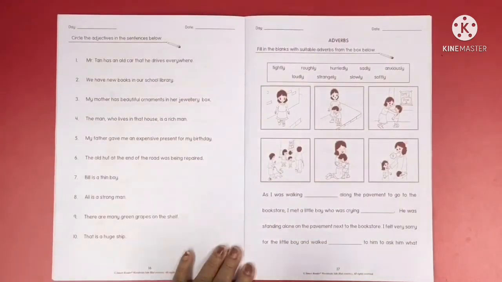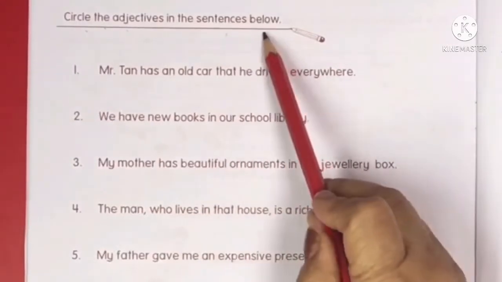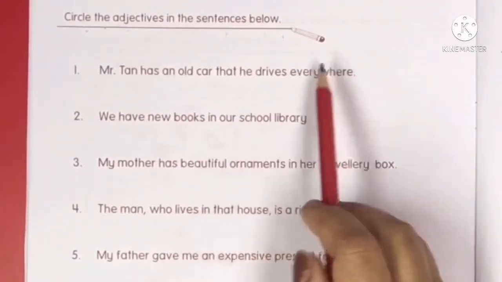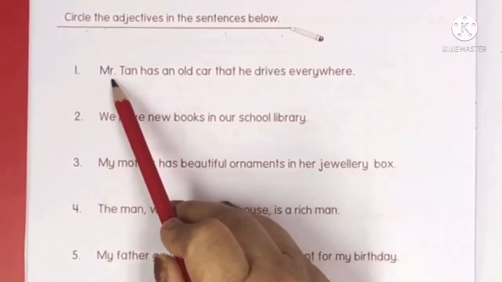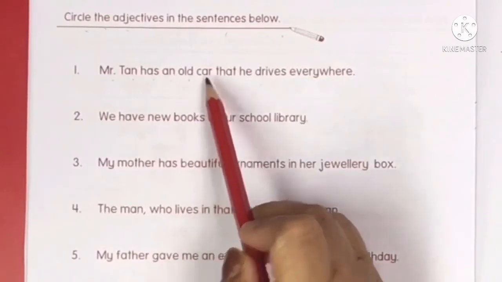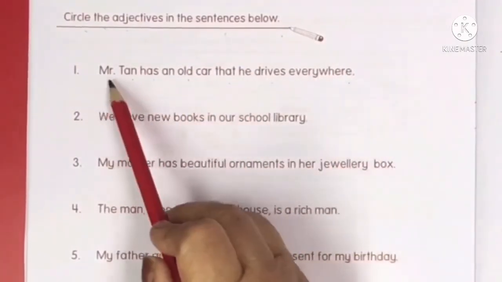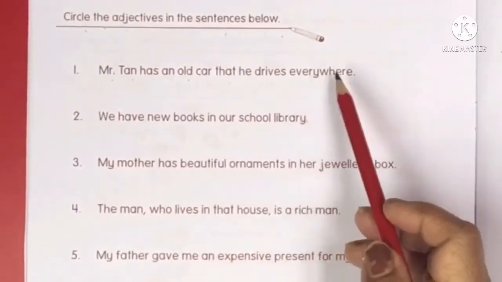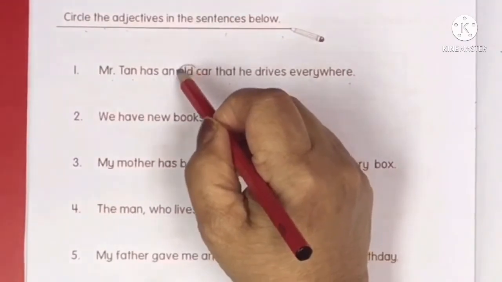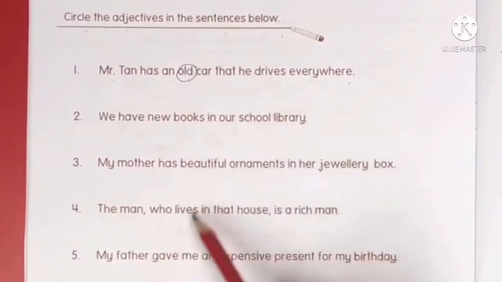Now children, let's continue. Circle the adjectives in the sentences below. You have to circle the adjectives here. Now, number 1. Mr. Tan has an old car that he drives everywhere. Now, which is the adjective here? Old. Good. The word old is an adjective that shows more about the car.